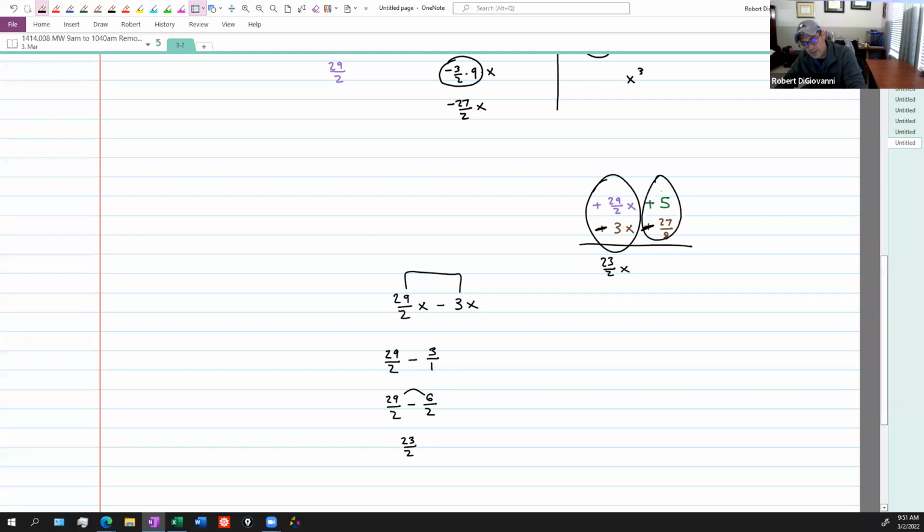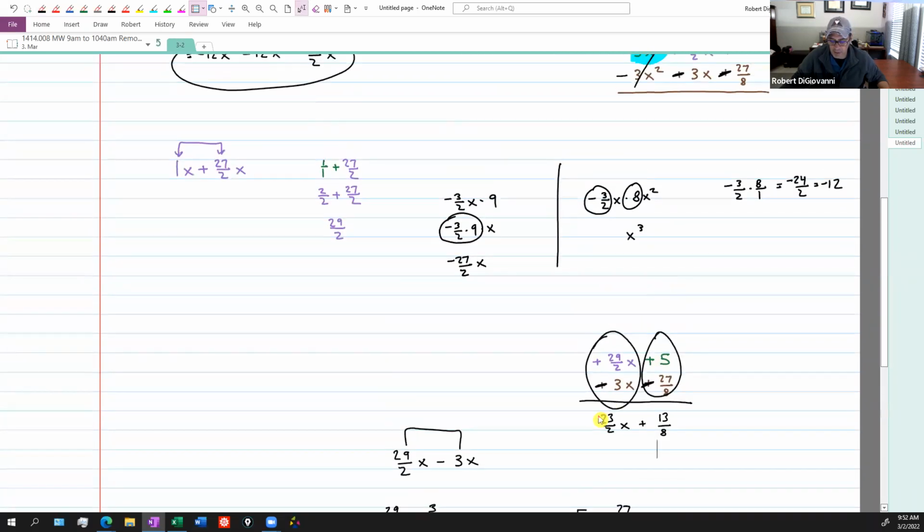And then the other one I have to do is 5 take away 27 over 8. Again, I have to get a common denominator. So I rewrite 5 as 5 over 1, multiply top and bottom by 8. I get 40 over 8 minus 27 over 8. This is, what's that? 13 over 8. So, sorry, yeah, positive 13 over 8. So plus 13 over 8. The remainder is not 0, right? The remainder is not 0. That's the important thing. So we know it doesn't factor, but we do need a final answer here.